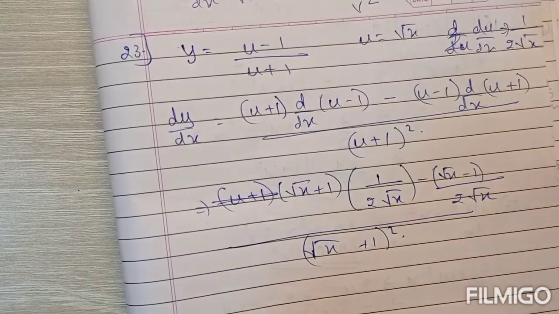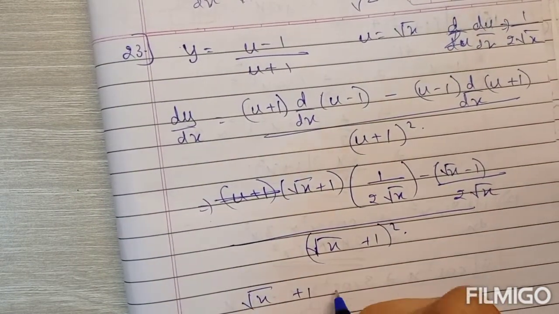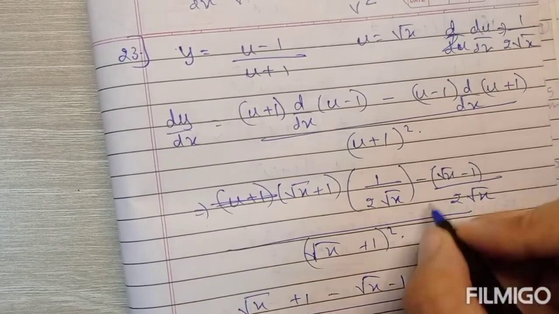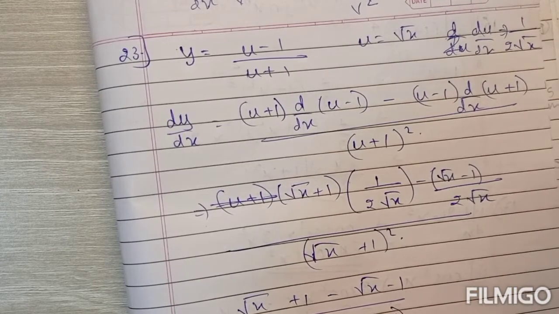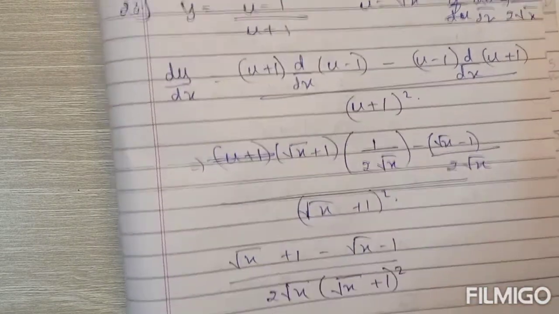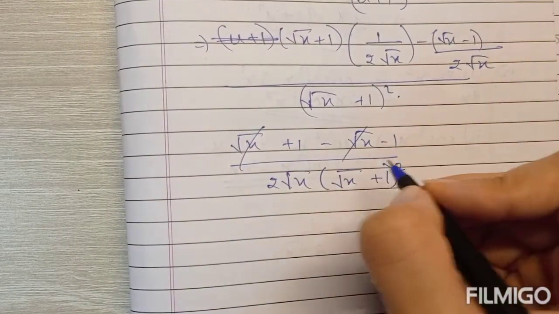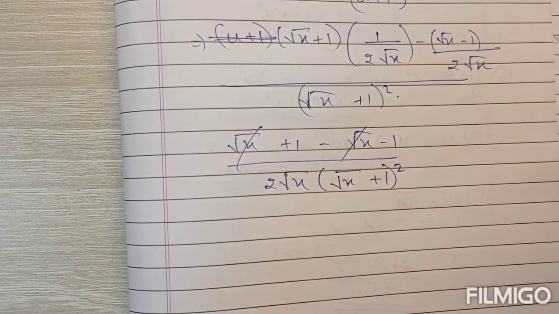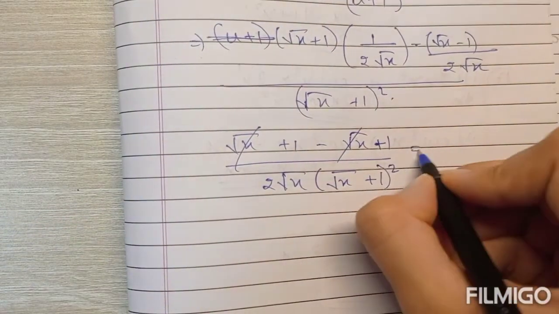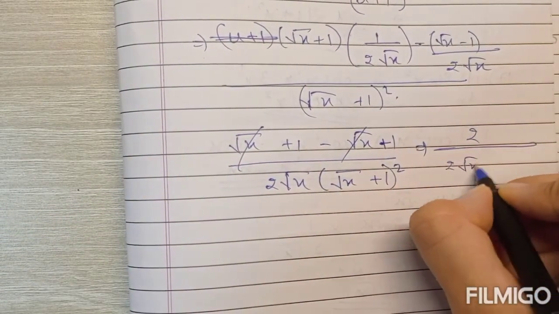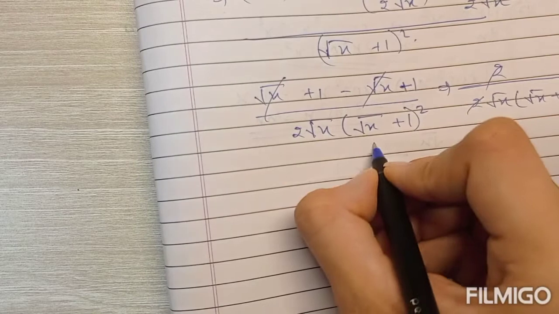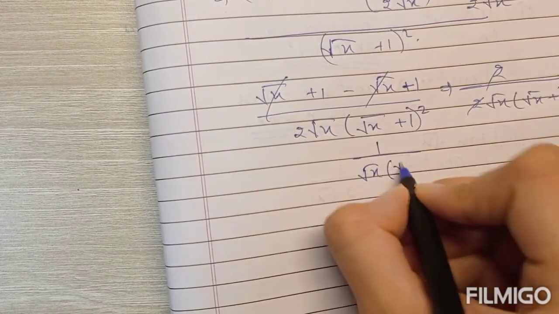So here we have a common denominator now. We have root x plus 1 minus root x minus 1 upon 2 root x. Let's just take the denominator as 1, root x plus 1 the whole square. I just took this denominator down because we already have a common denominator. So root x gets cancelled and 1 gets cancelled. Sorry, because there is minus. So minus root x plus 1. So 2 upon 2 root x plus 1 the whole square. 2 gets cancelled. The final answer would be 1 upon root x plus 1 the whole square.